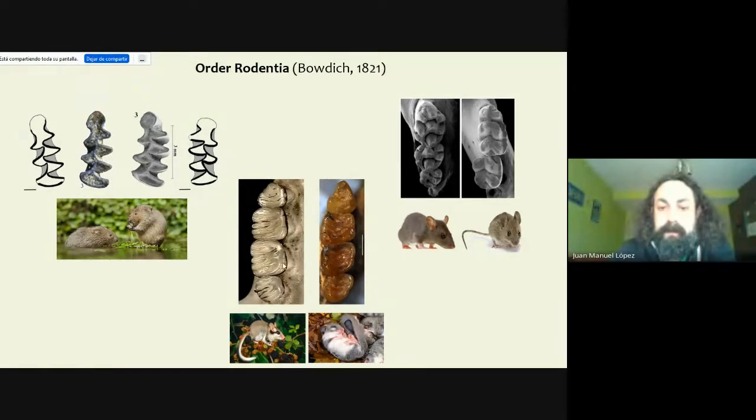Lower dentition. For example, these are exceptions, but dormice are small rodents that also have a premolar, but it's not general. For example, here the mice have only the first molar and second molar, but they don't have a premolar.